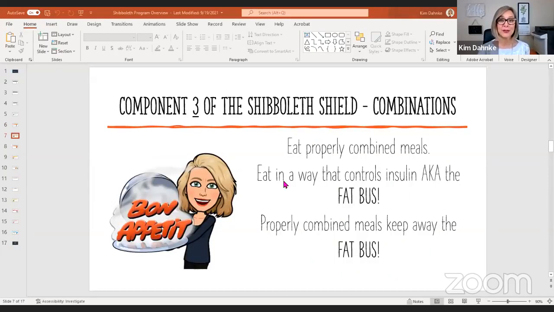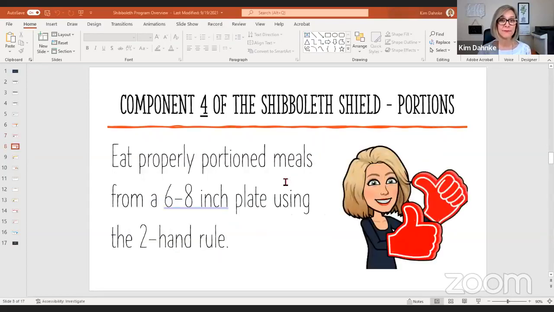Component number 3 of the Shibboleth Shield is combinations. We're going to eat properly combined meals. We're going to eat in a way that controls insulin, aka the fat bus. Properly combined meals keep away the fat bus. Now, this is a biggie, okay? And this is a secret alert right here. And I'm going to talk more about this in just a second, but combinations is very important to learn. This is eating in a way that controls insulin.